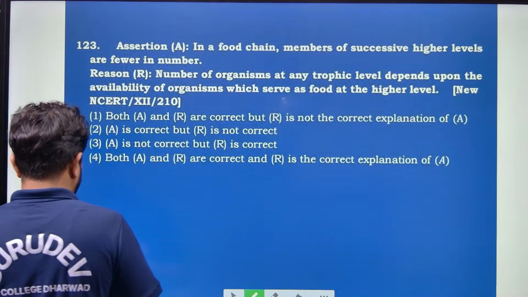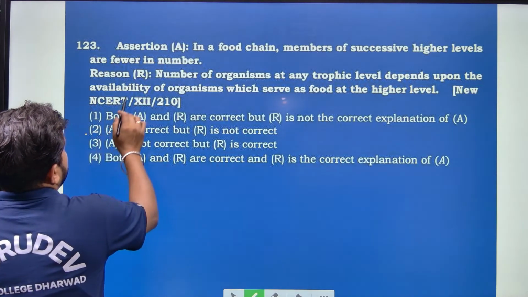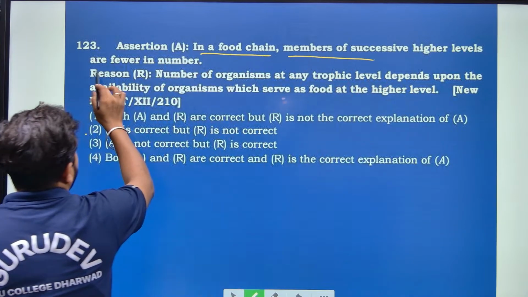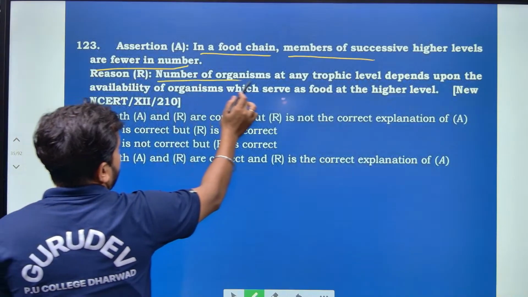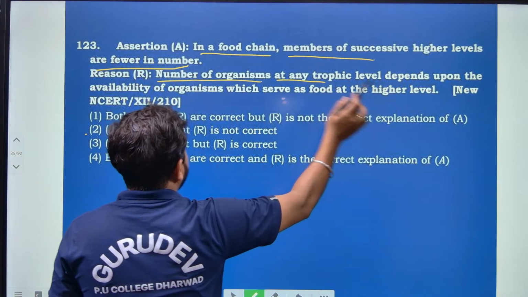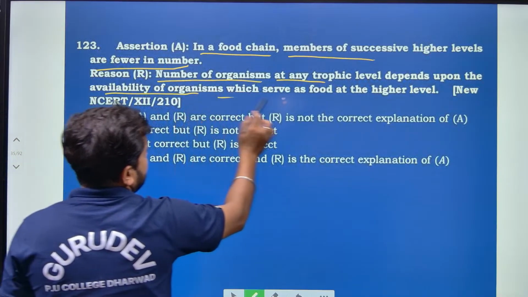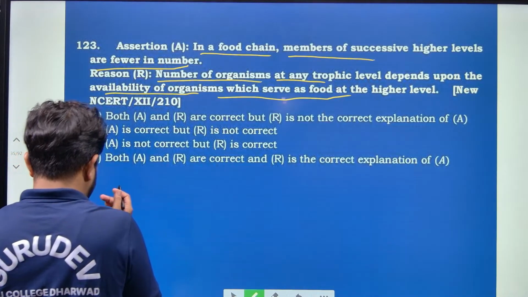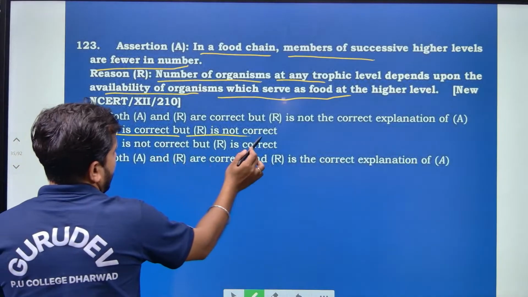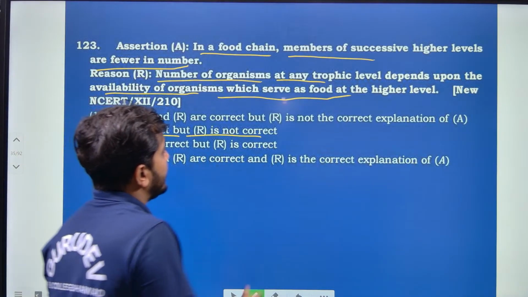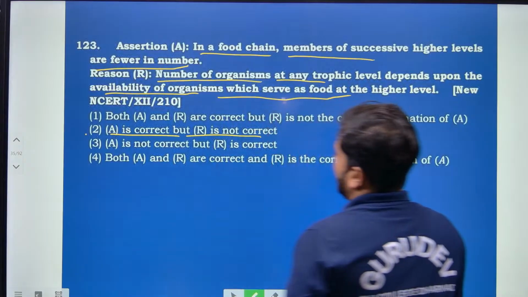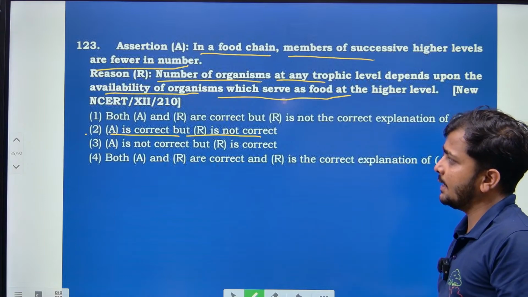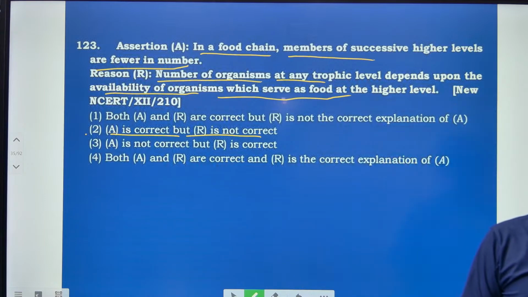Based on that, if I consider the assertion, it says that in a food chain, members of successive higher levels are fewer in number. The reason says the number of organisms at any trophic level depends upon the availability of organisms which serve as food at the higher level. So the assertion A is correct but the reason R is not correct, right? That is what is actually wrong when it comes to the reason.